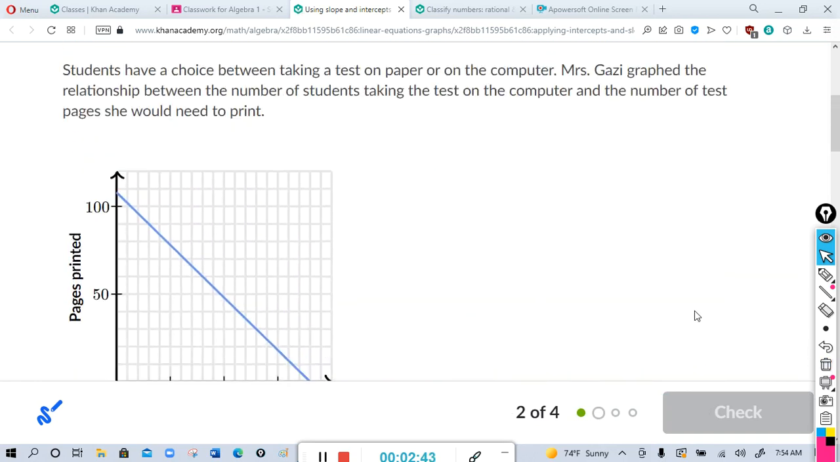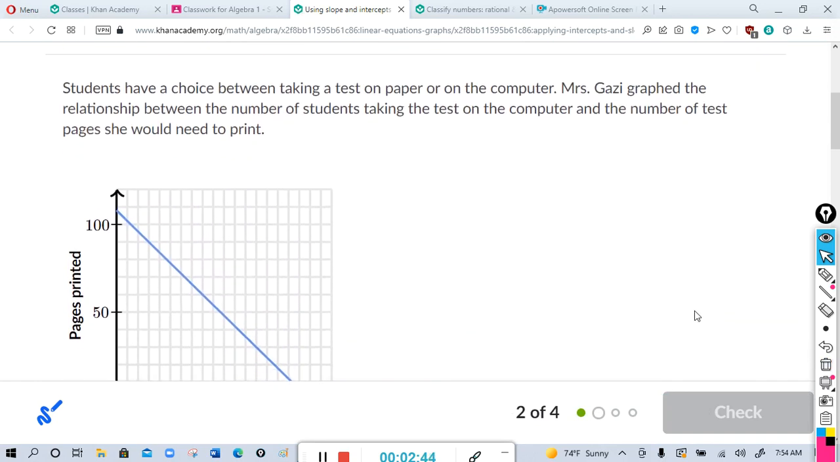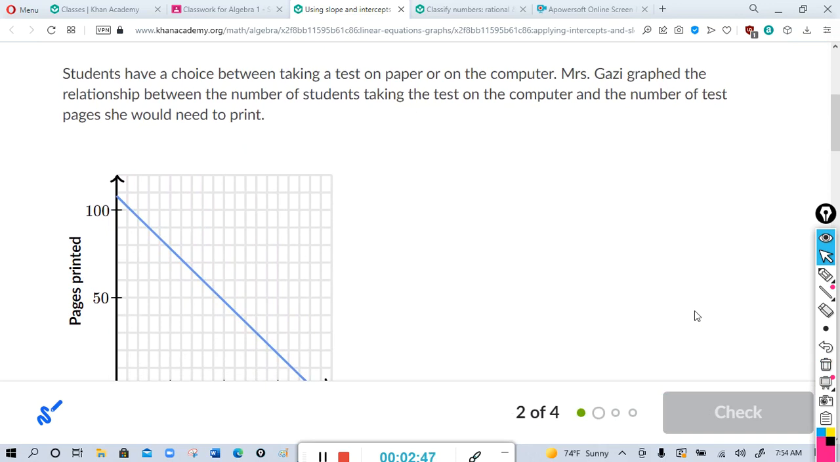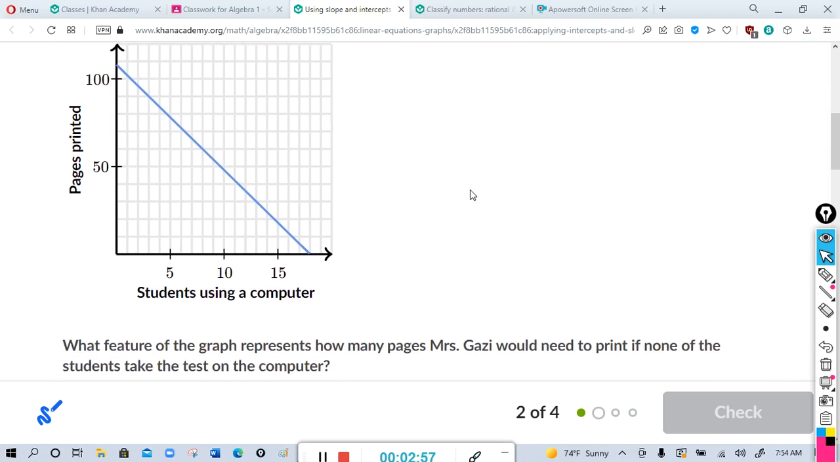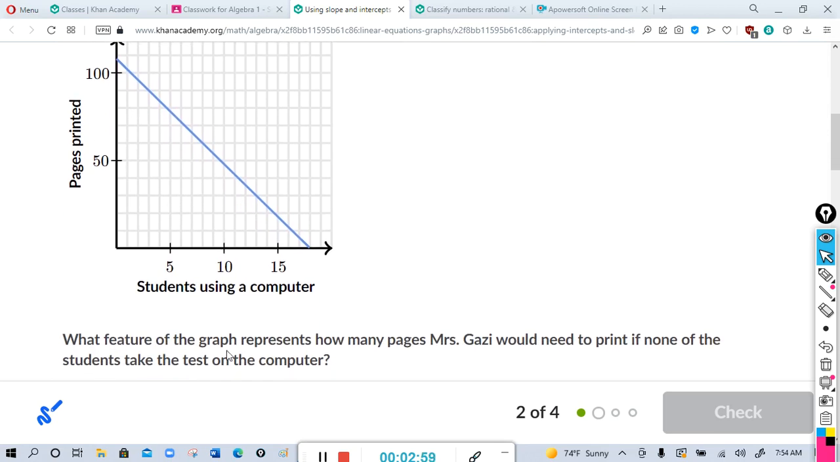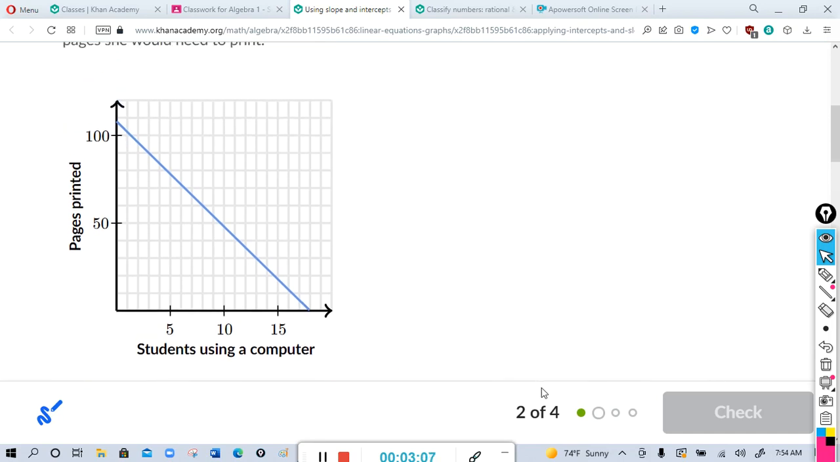All right, let's see. Students have a choice between taking a test on paper or the computer. Mrs. Ghazi graphed the relationship between the number of students taking the test on the computer and the number of test pages she would need to print. What feature of the graph represents how many pages Mrs. Ghazi would need to print if none of the students take the test on paper? Okay, that's pretty easy.